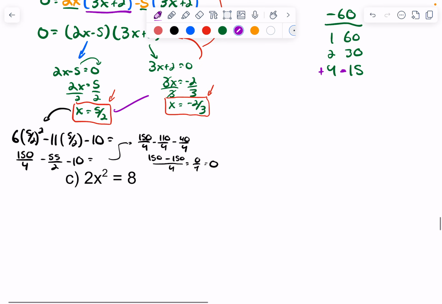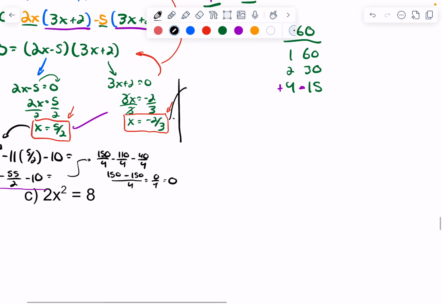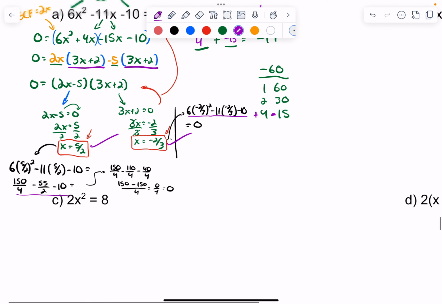Okay, you don't have to do all of this math. You could have just plugged it into a calculator. So we'll do that for this next one just to speed up some time, okay? So again, check this solution right here. 6 minus 2 over 3 squared minus 11 minus 2 over 3 minus 10. Okay, plug this into your calculator. And if you do that, you will get 0. So yes, that is a solution, okay? That is a value of x that would cause this to be y equals 0.